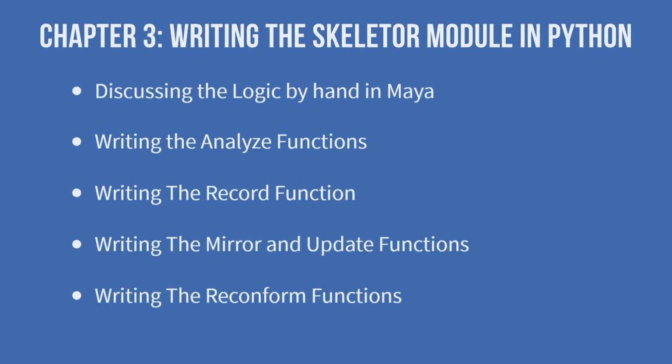Chapter 3, we're going to be writing our Skeletor module in Python. And so first we're going to be discussing the logic of the module by hand in Maya so we can get a good idea of how information is supposed to move back and forth, what type of data we actually want to record, what data we want to store, and how we're going to manipulate it and apply it to all of our different characters in different poses. So in order to do that, we're going to be writing a variety of functions from analyzing, recording, mirroring, and updating, and then finally the reconform functions as we move from character to character.